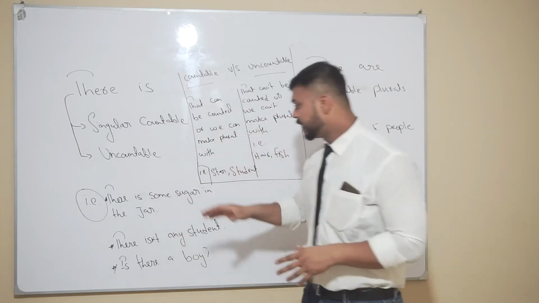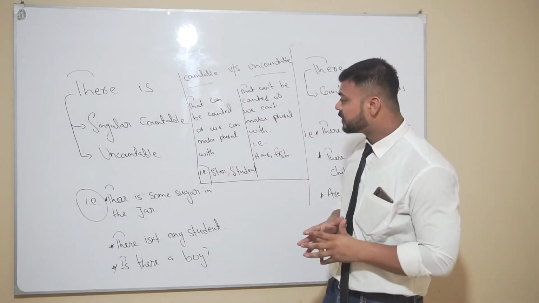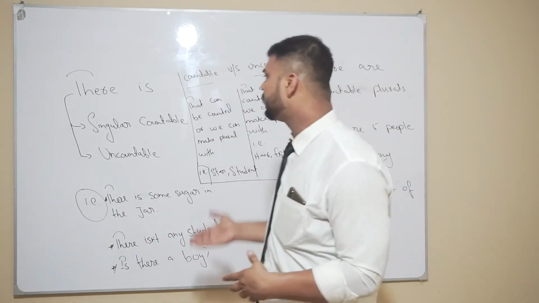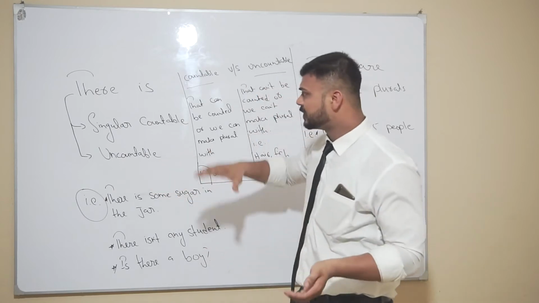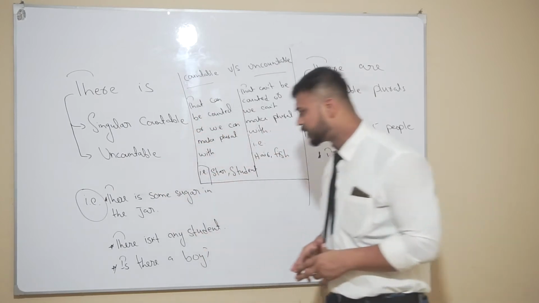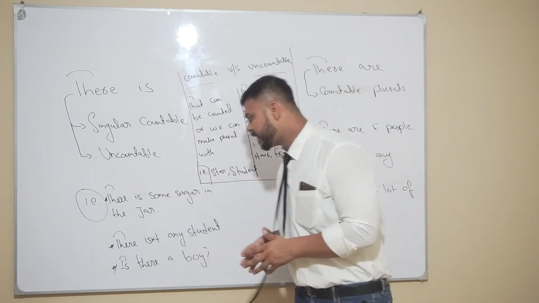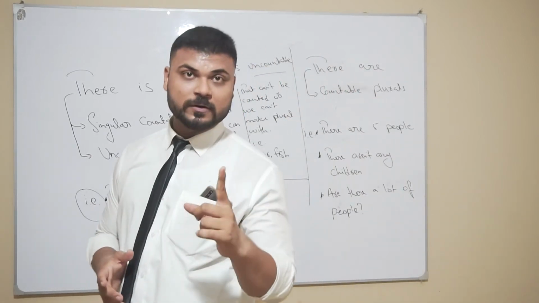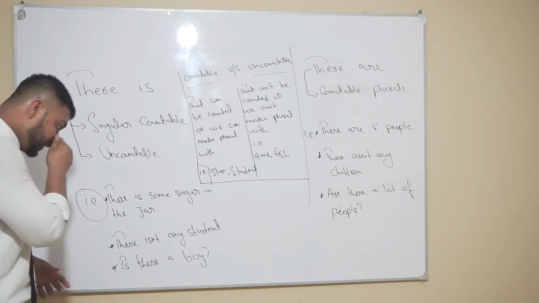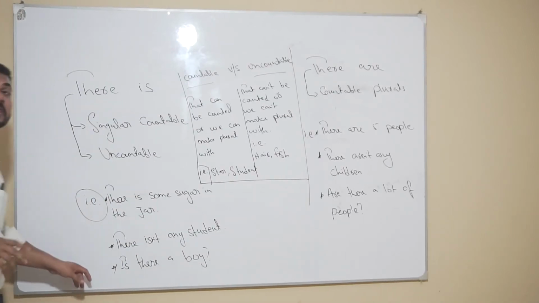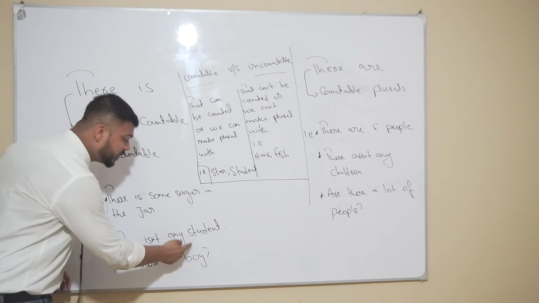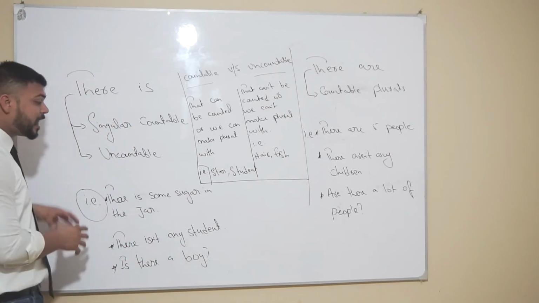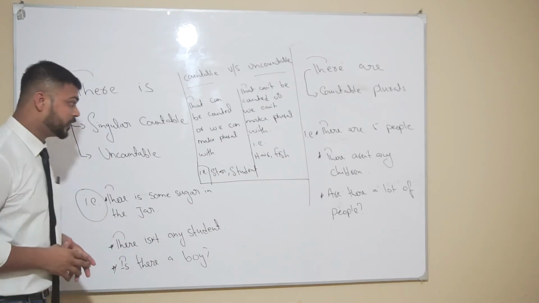Here we see some examples. There is some sugar in the jar. Sugar, we know it is uncountable, so we have simply followed the rule, which is we use there is with uncountables, so there is some sugar in the jar. I have made a negative over here. There isn't any student. I'm talking about a singular student who is not there. So there isn't any student, and interrogative, is there a boy? Student and boy, they both are countables, right? But still we are using them here. Why? Because they are singulars.